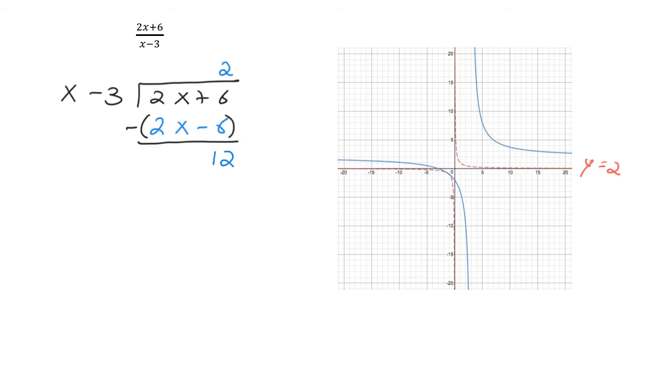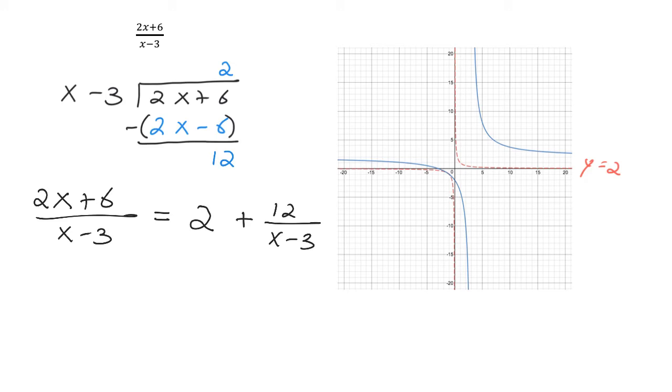What this division problem just did for us is the following. It takes the equation 2x plus 6 over x minus 3, and it says, that's the same thing as dividing out 2, and you're adding this remainder of 12 out of x minus 3 left over. We saw that, well, the y value that's sitting here is the horizontal asymptote. And then you can look at this portion of the graph and say, oh, well, x equals 3 is the vertical asymptote.